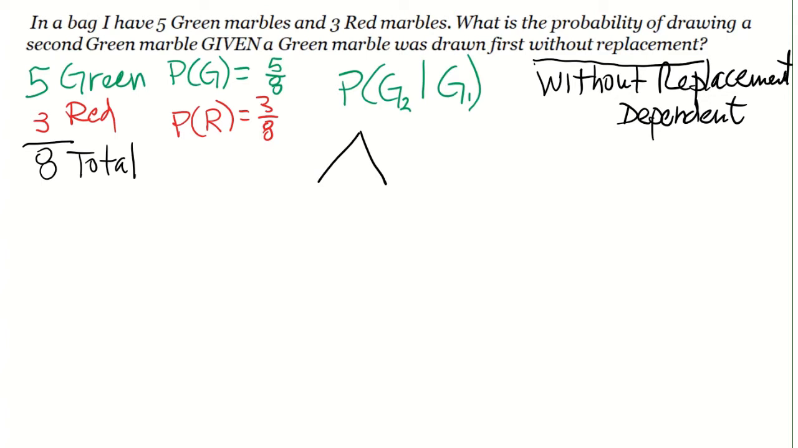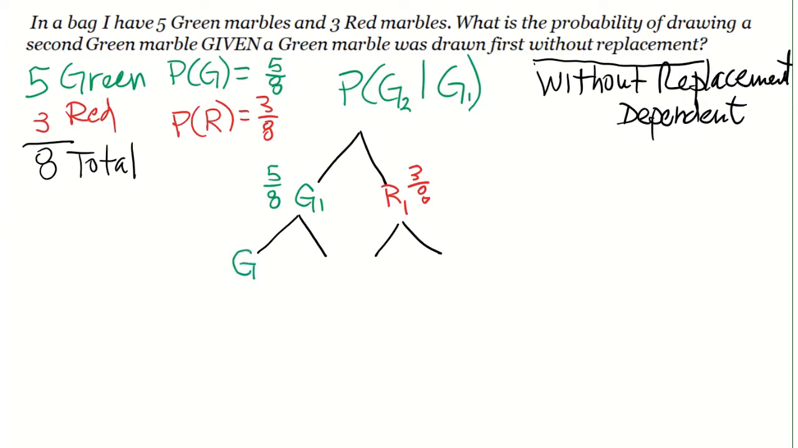On my first draw, I have the possibility of drawing a green at 5 over 8 probability, and I have the possibility of drawing a red at 3 out of 8 probability. Then I'm going to do my second draw, and with each of these I'm going to have the probability of a green or red.